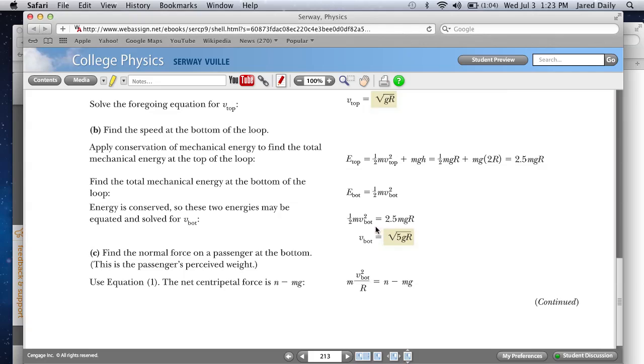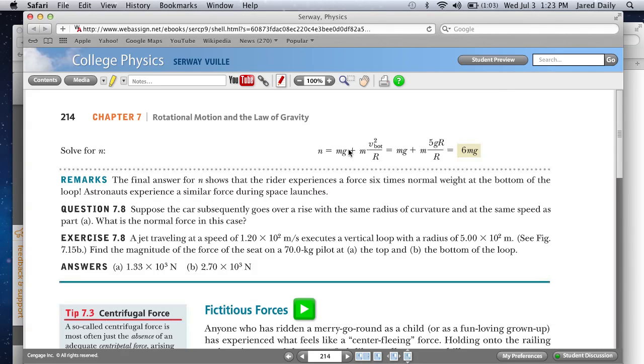where velocity squared is the velocity at the bottom. Well, the velocity at the bottom is given by this formula right here, and we have all those numbers. We have the radius of the track, we have the gravitational constant. We plug those things in and we solve for the normal force in this equation. And in the end, we get a normal force of n equals mg plus m times 5gr over r, and it turns out to be 6 times mass times gravity. In other words, 6 times your normal weight.